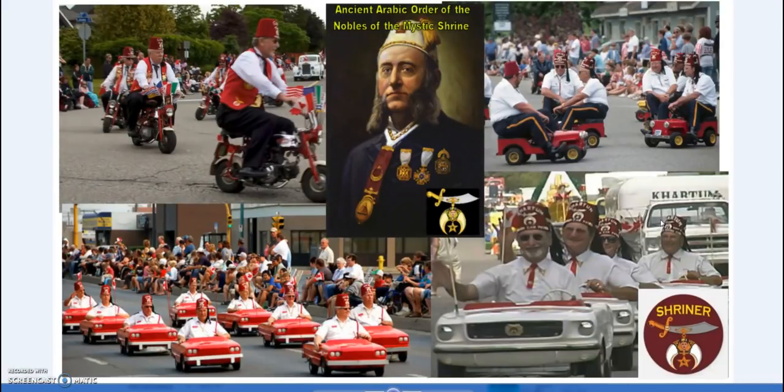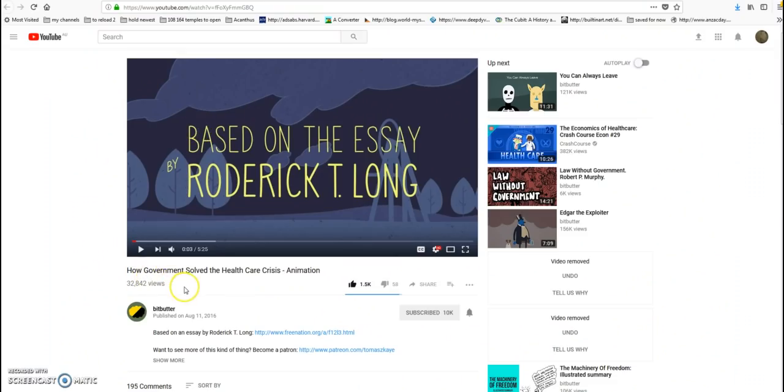For instance, back in ancient Rome, attempts to set up mutual aid societies and firefighting clubs were banned by Roman emperors. Now, I'm going to put a link in the description to a great video which touches on this: Bitbutter, how government solved the healthcare crisis. It talks about lodge practice, and especially in the healthcare system.